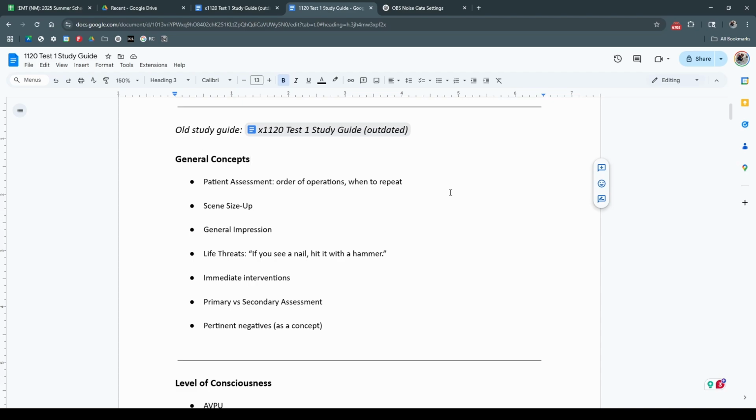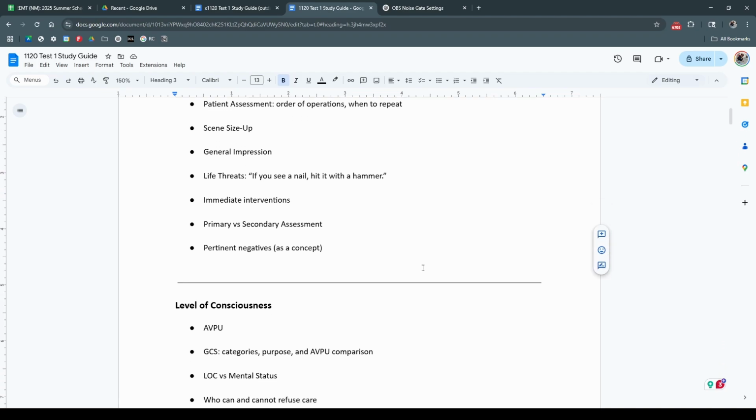Just remember that your general impression is you taking in the scene, that you take the scene in every time the scene changes. So as you go from room to room or from home to home or whatever the case is, what do you see? What do you smell? All these kinds of things. We say in class a lot, if you see a nail, hit it with a hammer. And I'm often thinking that we should add later: walk around the nail or hit it again, or some version, because we really need to reassess everything that we have done, including our interventions.